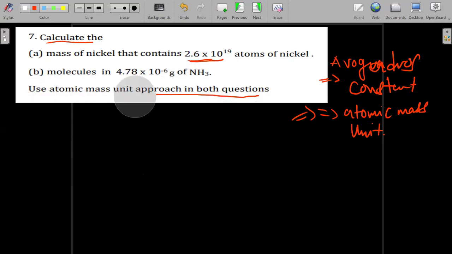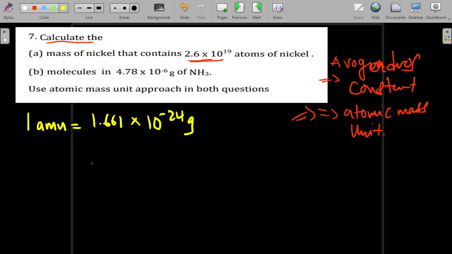We are using the atomic mass unit approach. If we are using that approach, then we have to know certain standard formulas that we are going to use to convert. They are more like conversion factors. The first one is that one atomic mass unit is equal to 1.661 multiplied by 10 to the power minus 24 grams. This atomic mass unit refers to the mass of an atom on the periodic table.